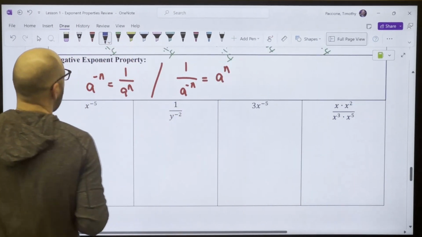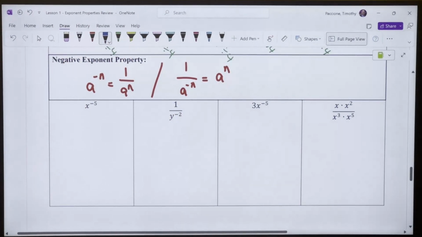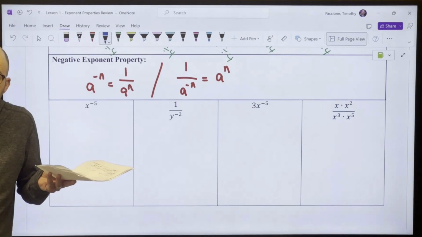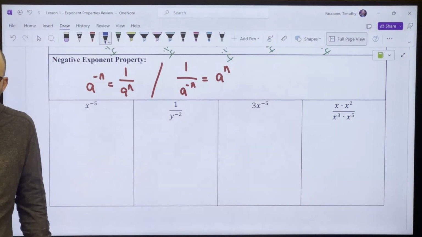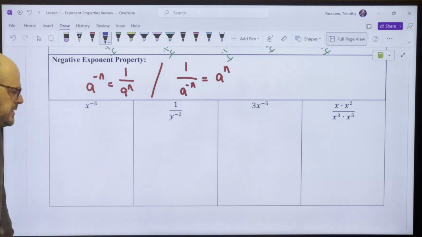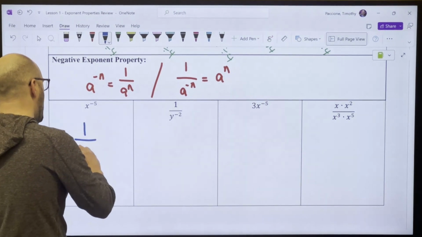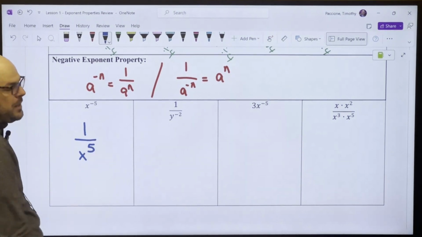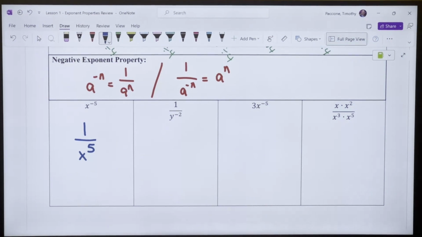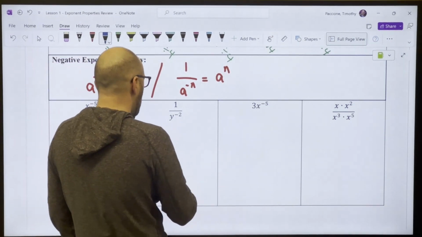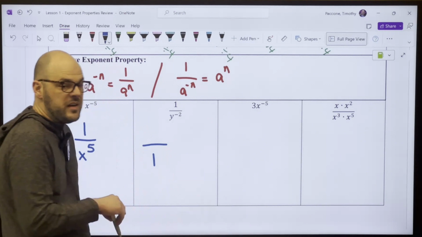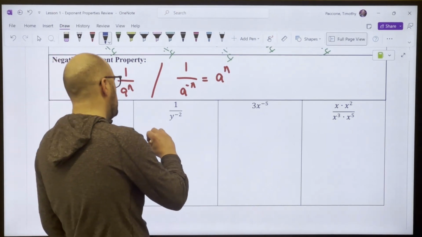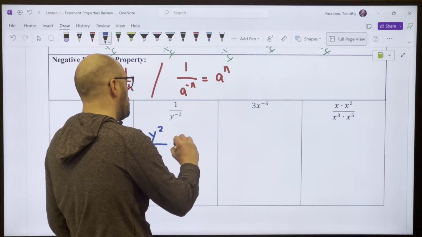Okay, so if I have x to the negative 5th, by default, it's on the top floor, and it's feeling negative. So it's going to go down. So it's 1 over x to the 5th. It becomes positive. Right? This one's on the bottom floor, so I'm going to move it up, and it becomes positive. y squared over 1, that's just y squared.